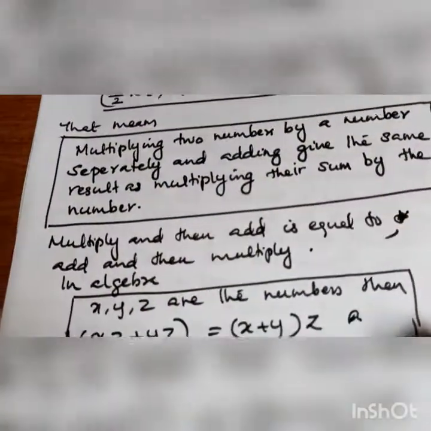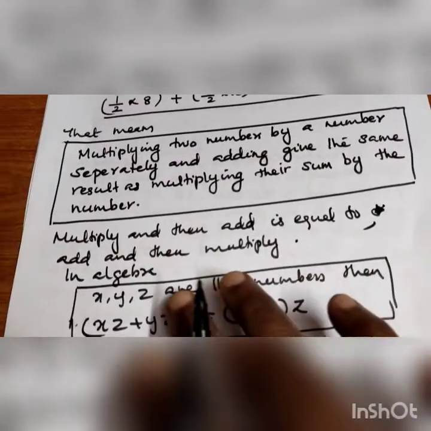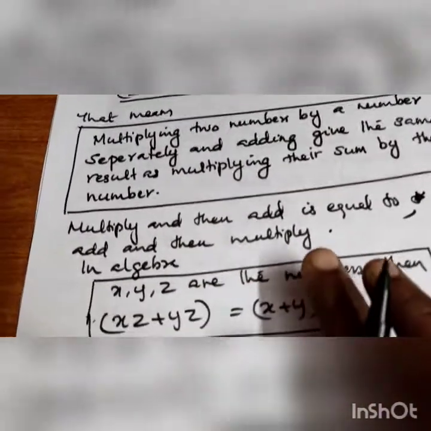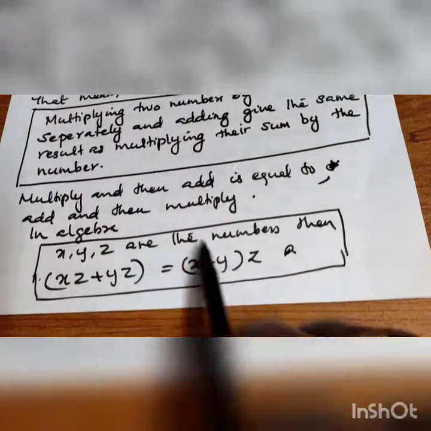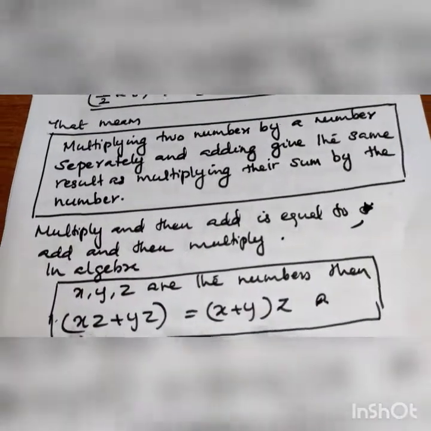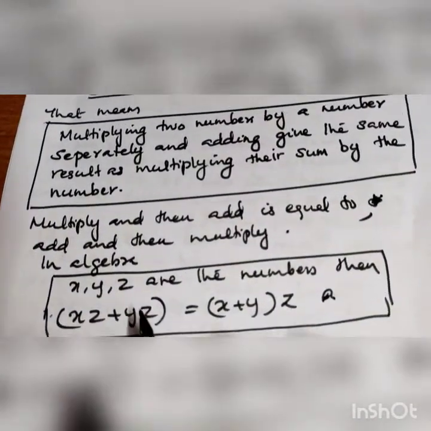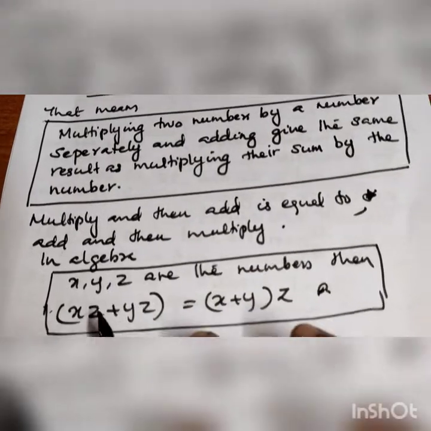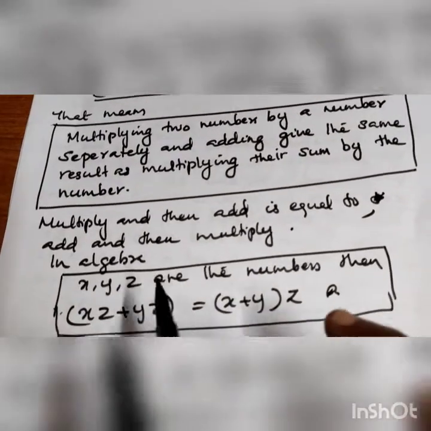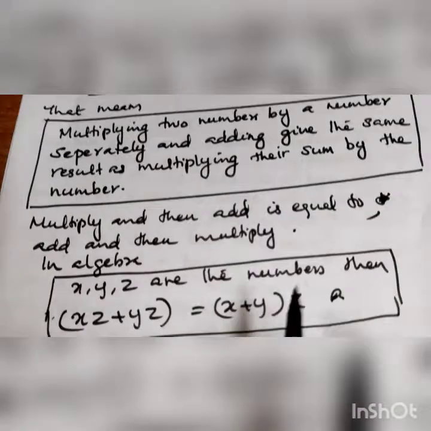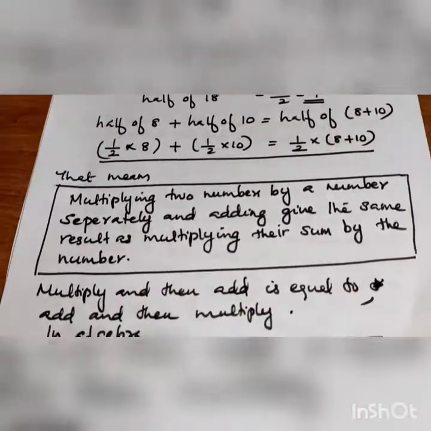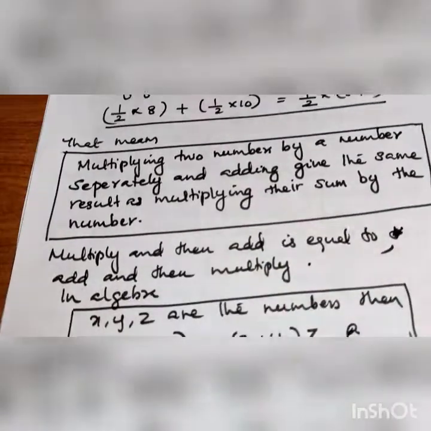Then multiply and then add is equal to add and then multiply. In algebra, x, y, z are the numbers. Then xz plus yz. Here z is multiplied by the two numbers. Instead of that, x plus y into z. First add x and y, then multiply by z.